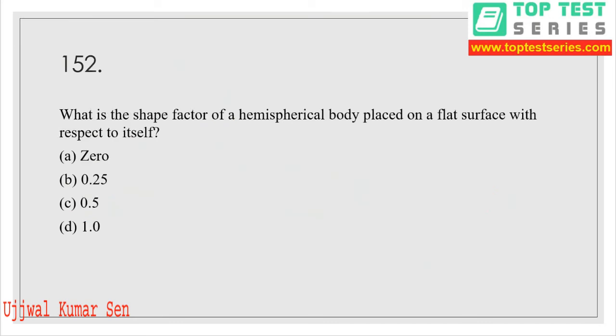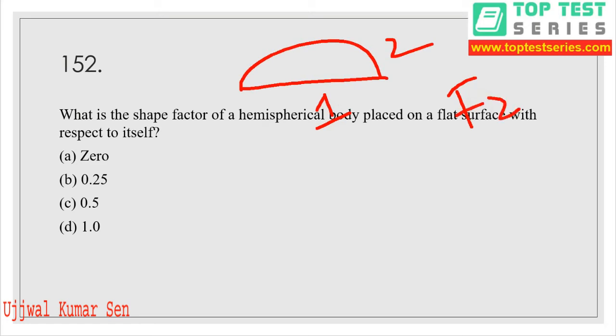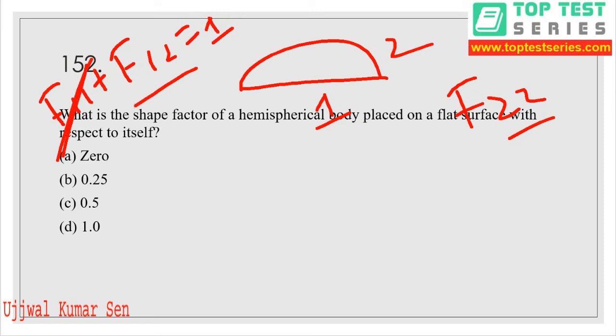Question number 152. What is the shape factor of a hemisphere body placed on a flat surface with respect to itself? So it is just a simple question, but let's say this is 1 and this is 2, right? It is saying with respect to itself. That means we have to find out F22. We know that F11 plus F12 is equal to 1. So this one will be 0. So F12 is equal to what, my dear?